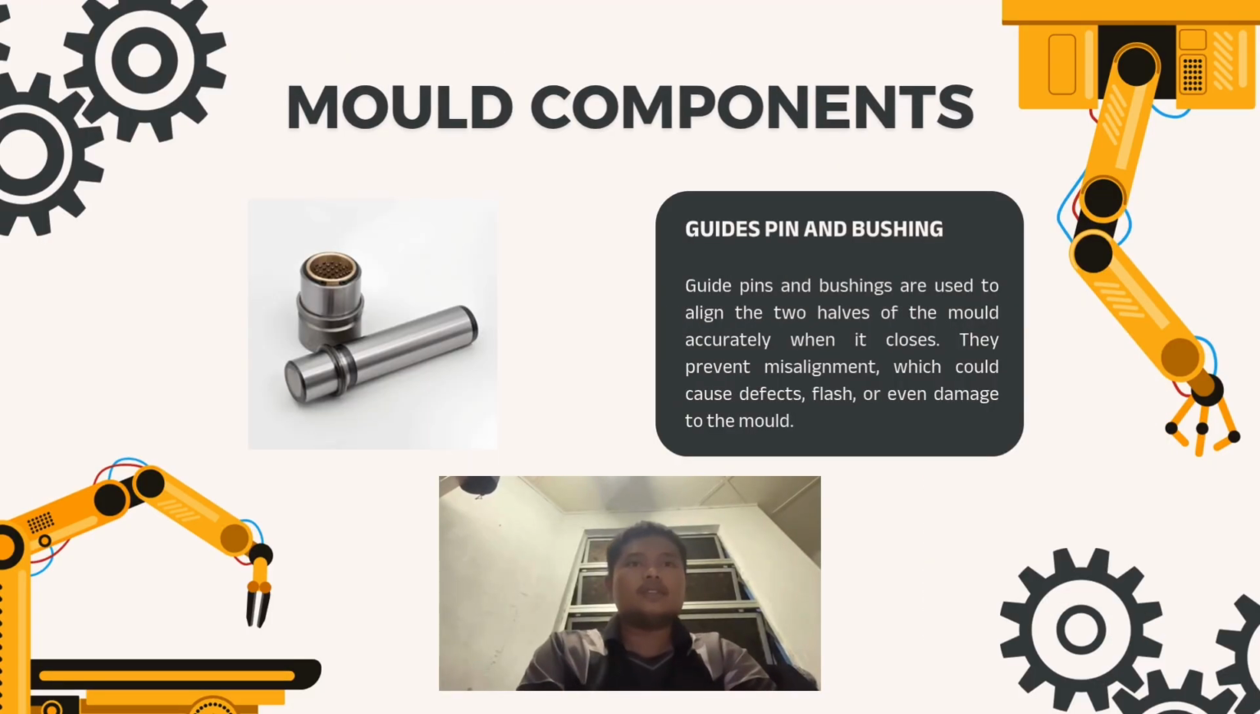Okay, next is guide pin and bushing. Guide pins and bushings are used to align the two halves of the mold accurately when it closes. They prevent misalignment, which could cause defects, flash, or even damage to the mold.